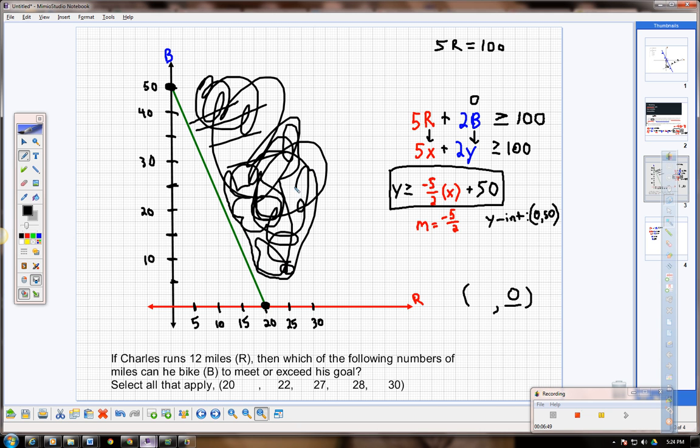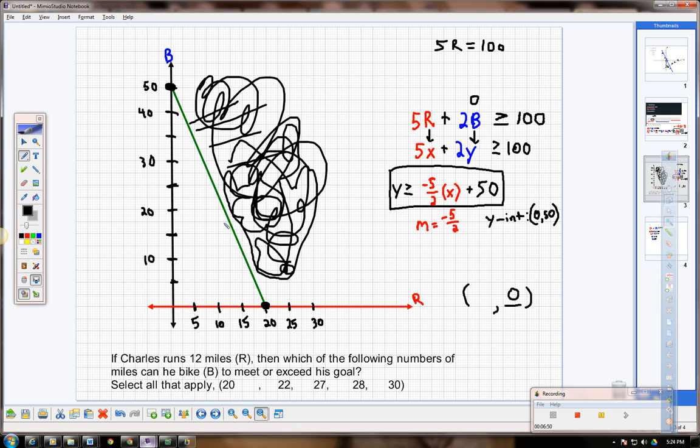Okay? Then they give you a scenario. If Charles runs 12 miles, then which of the following numbers of miles can he bike to meet or exceed his goal? Now, visually, 12 is going to be right here. You'd follow it straight up to see, okay, it's going to be at about 20, but it does not include 20.